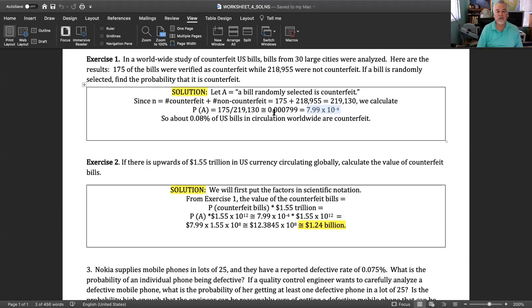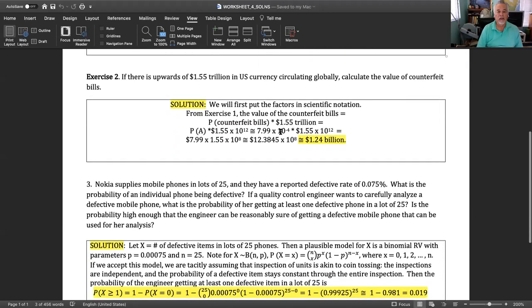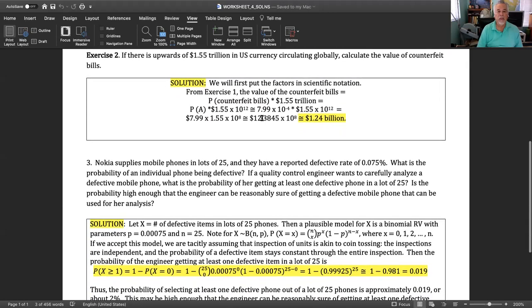In this case, we have to move that decimal place 1, 2, 3, 4. And then we have a number 7.99, which is a number between 0 and 10. And since we moved it to the right 4 decimal places, our factor of 10 is 10 to the minus 4. Just move 4 places to the right, okay? And what I did here is I wrote $1.55 trillion in scientific notation.